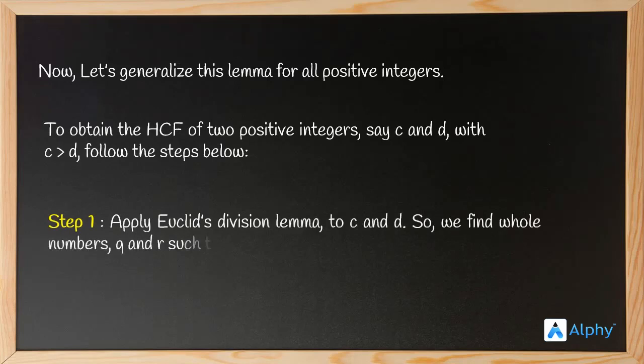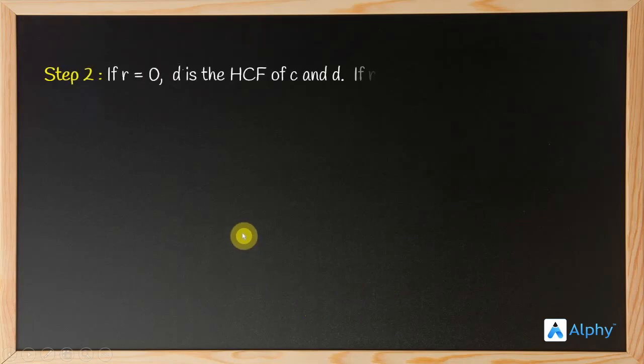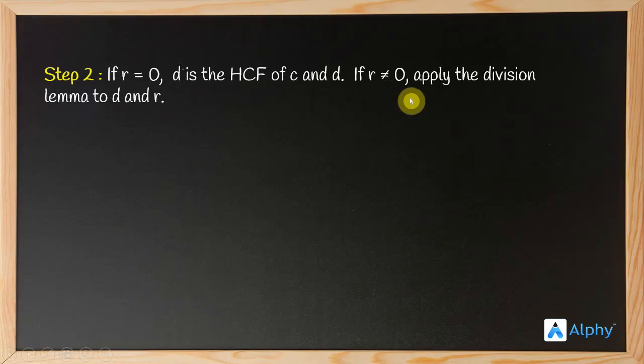So we find whole numbers q and r such that c is equal to d into q plus r, where r is greater than or equal to 0 and less than d. So we will come across this equation many times, and I hope now you're familiar with this equation. This is nothing but the general equation which you might be familiar with already. So step number 2, if r is equal to 0, d is the HCF of c and d. But if r is not 0, apply the division lemma to d and r again and again and again.